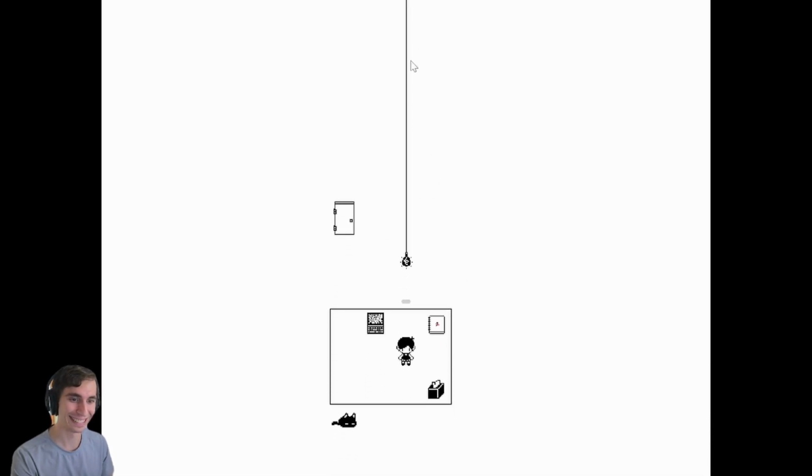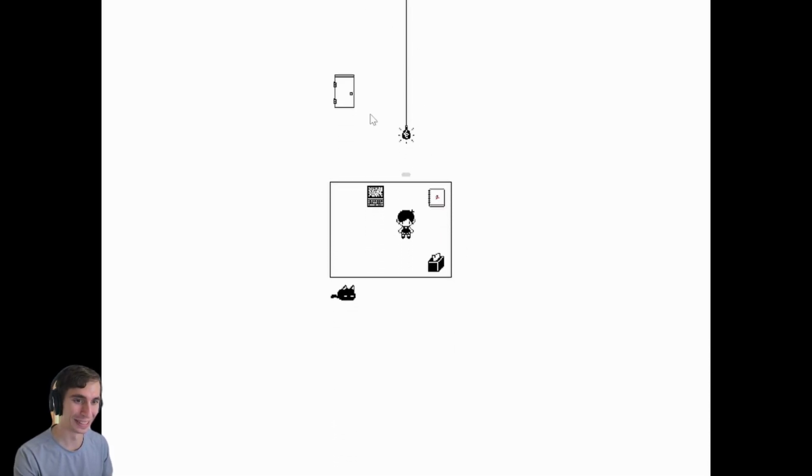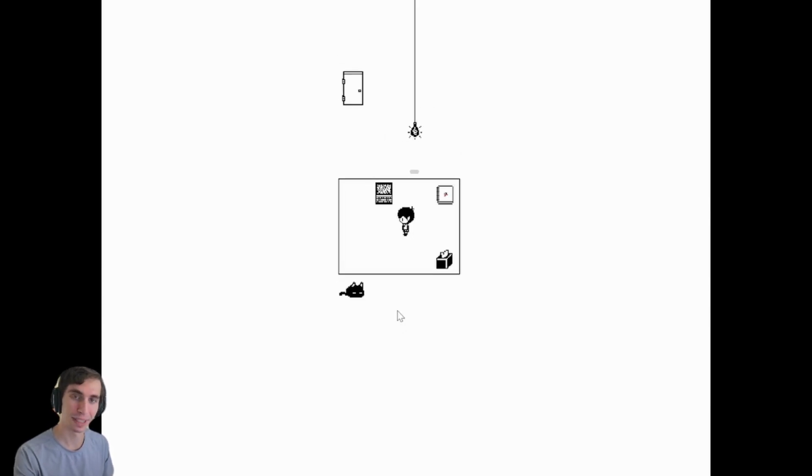There's that lovely music. Okay, very long light. There's a very long light bulb. Not sure why. And now we can move around. So now we're playing the game. Great.